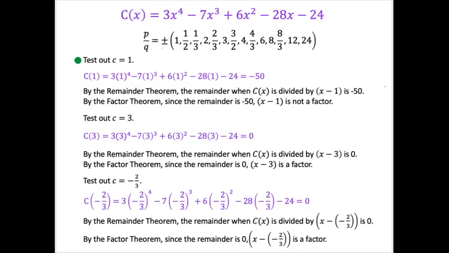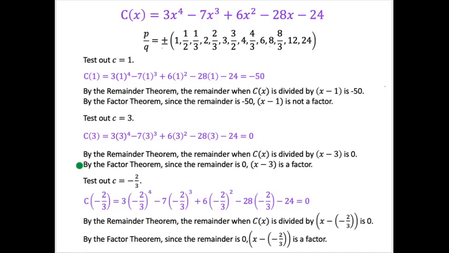Let's try another one of our rational zeros. Let's try positive 3. So we're going to test out c equals 3. Well, f of 3 is equal to 0. By the remainder theorem, the remainder when f of x is divided by x minus 3 is 0. Then by the factor theorem, since the remainder is 0, x minus 3 is a factor. We can also say that c equals 3 is a 0. So we have found one of our factors.